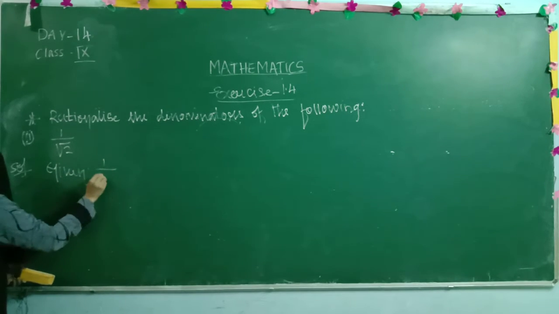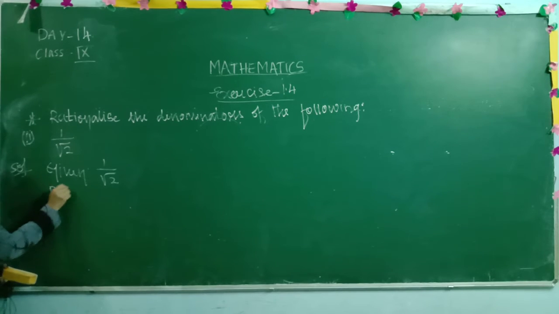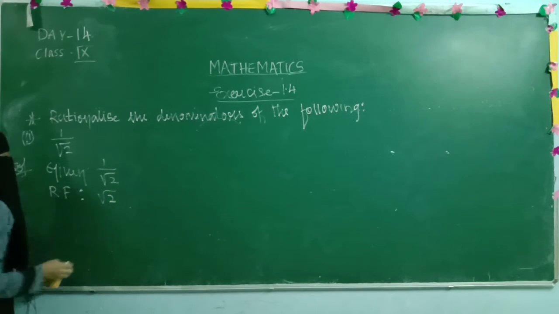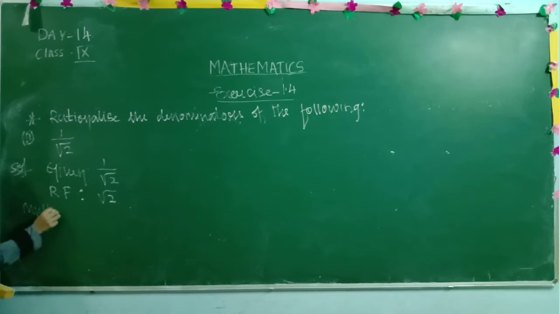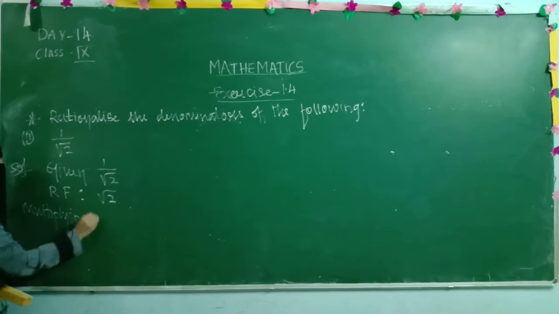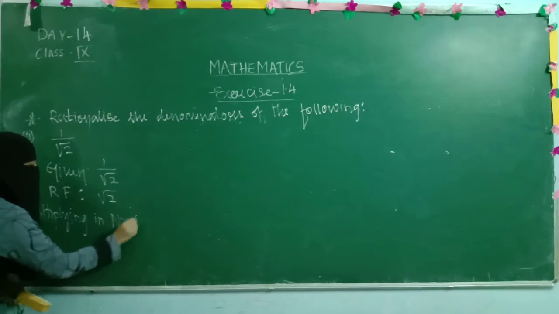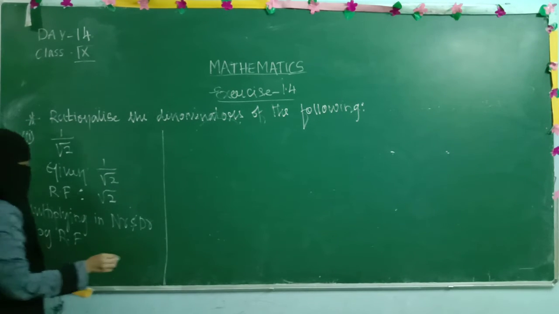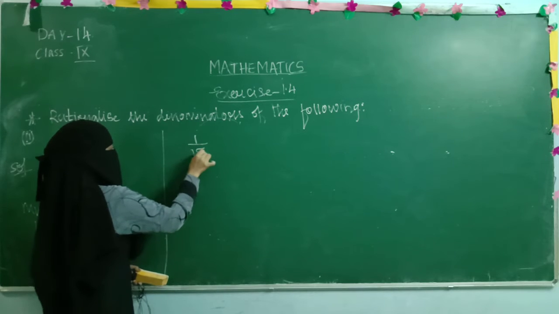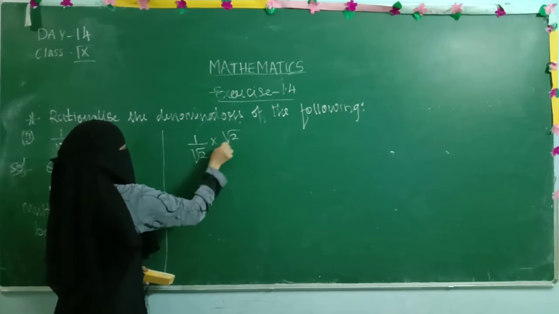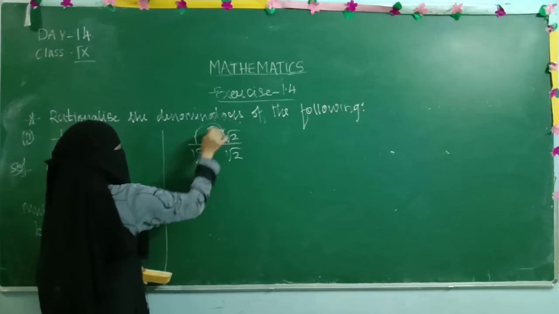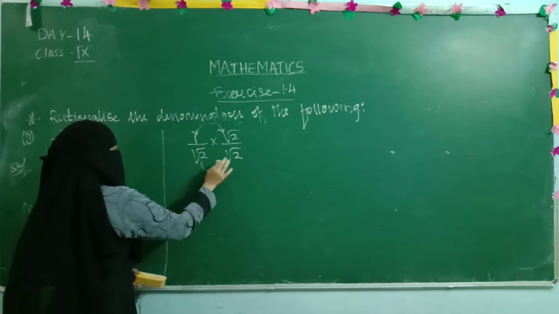Given 1 by root 2, the rationalizing factor is just root 2. Now multiplying in numerator and denominator by the rationalizing factor, you will get 1 by root 2 into root 2 by root 2. Okay, I said this into this and this into this, you have to multiply.